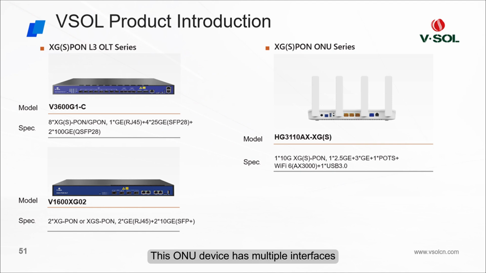This ONU device has multiple interfaces, including one 2.5 gigabit LAN port, 3 1 gigabit LAN ports, 1 POTS port, and 1 USB 3.0 port. It also supports Wi-Fi 6, AX3000. The specific parameters of OLT and ONU can be obtained through our website or publicity materials.